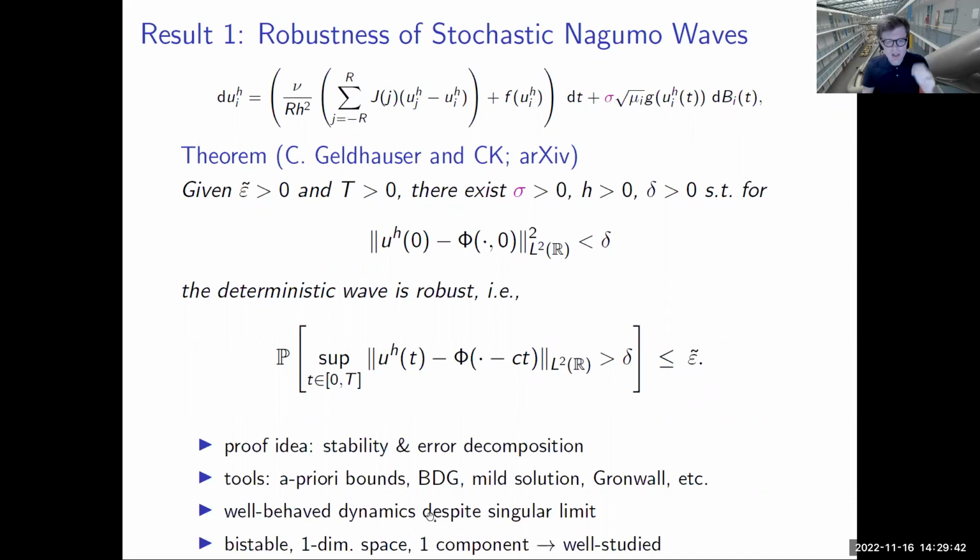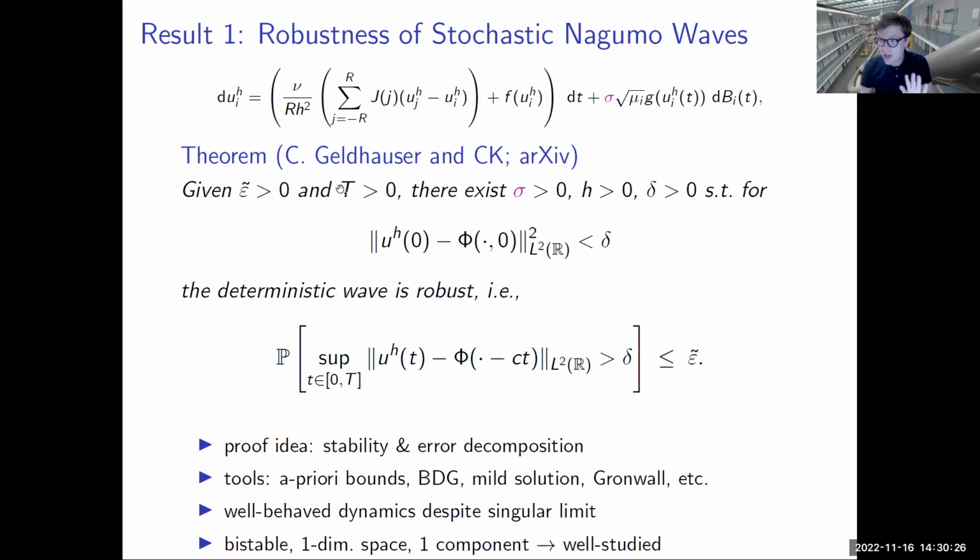So the proof idea is you somehow decompose the error. So you say, okay, there's an error from the discretization, there's an error from the noise, there's an error coming from the fact that you somehow start not quite directly at the wave, so you need some stability of the deterministic front. And if you combine all this and crank the handle, you will show that indeed, via standard mild formulation solution and a little bit of Gronwall and bounding and Burkholder-Davis-Gundy inequalities and so on, eventually you will see that everything is well behaved and all the errors can be made as small as you like with certain scaling laws in sigma and h and so on. And then the wave is indeed there.